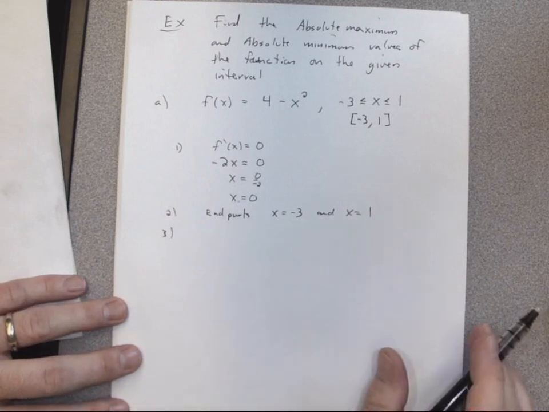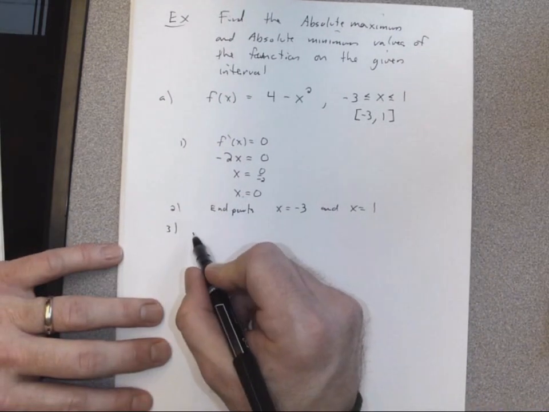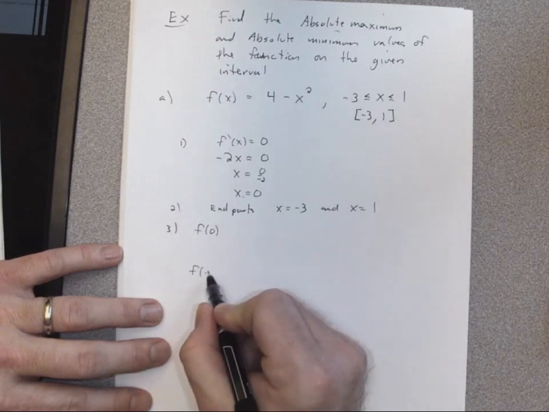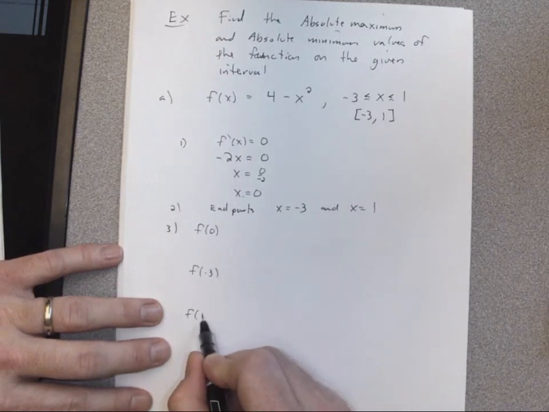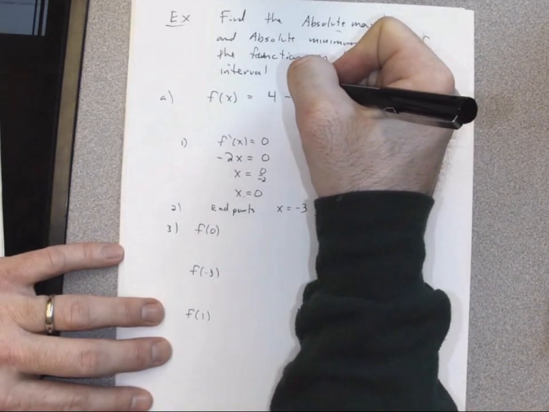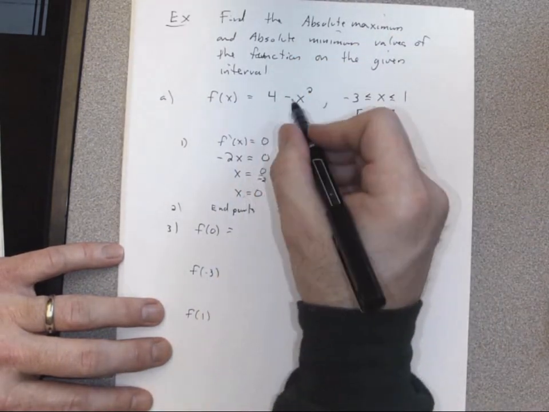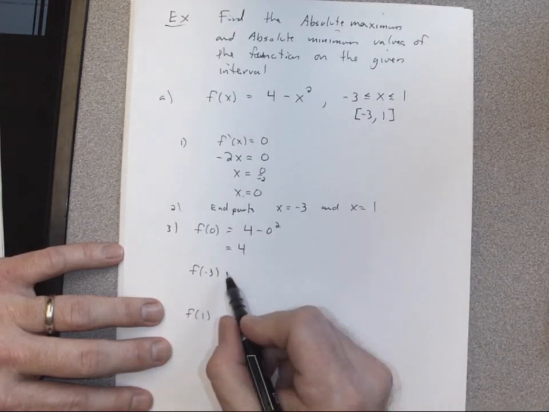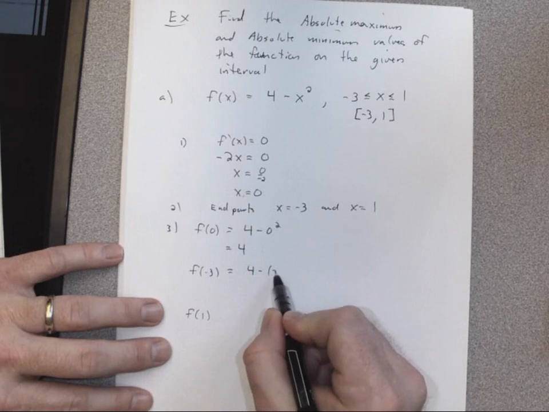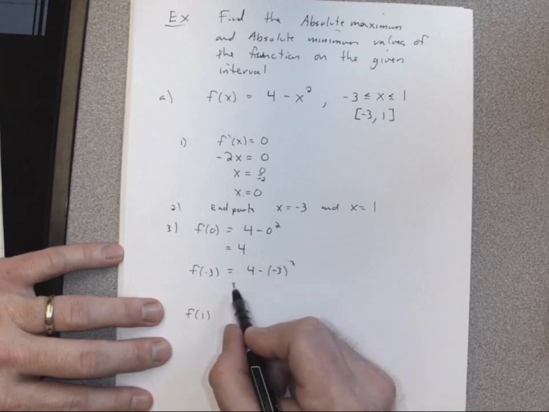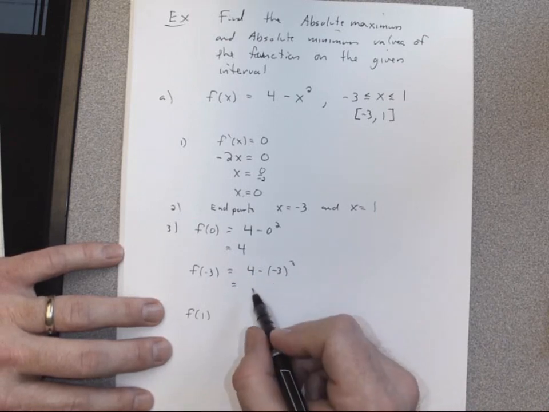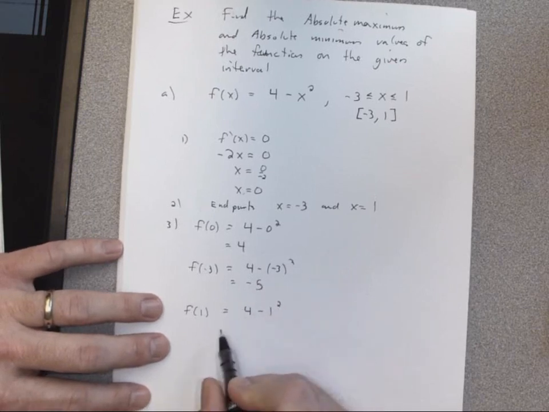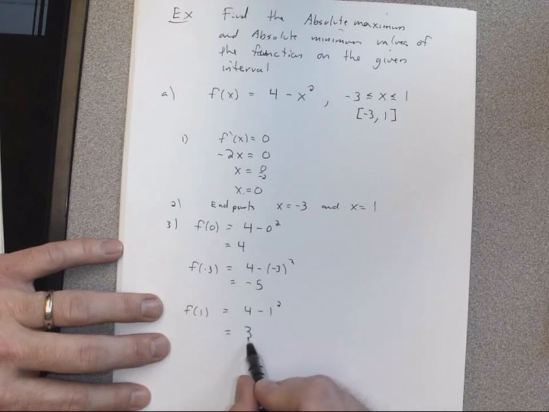So the third step I'm going to do is take those numbers and plug them into f. So what is f of 0? I want to know what is f of negative 3, and I also need to know what is f of 1. Make sure these are going back into the original function because we need to know its outputs. For this one, it's 4 minus 0 squared, so this gives us 4. This one is 4 minus negative 3 squared, so 4 minus 9 is negative 5. And this is 4 minus 1 squared, so 4 minus 1, which is equal to 3.